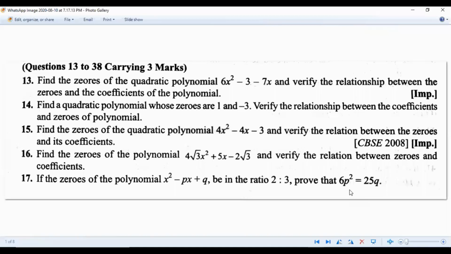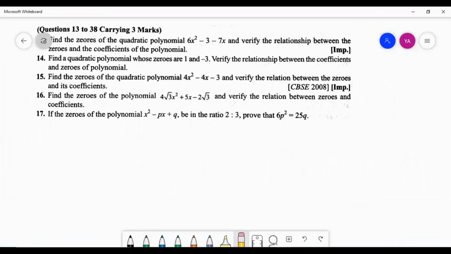So the first question. Find the zeros of the quadratic polynomial, that is second degree polynomial, 6x square minus 3 minus 7x, and verify the relationship between the zeros and the coefficients of the polynomial. So 6x square minus 3 minus 7x is the given polynomial. So I simply take p of x is equal to the given polynomial. So I shall write in the general form, x square term first: 6x square, then x term, that is minus 7x, then minus 3, the constant term. So we want to find out the zeros of the given polynomial.